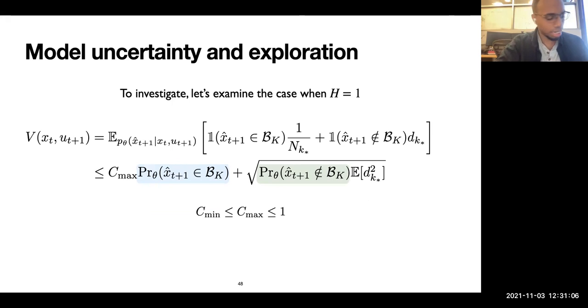We can do something similar and obtain the following upper bound. Again, this upper bound is comprised of 2 terms. The blue term, which again is the agent's prediction that it will visit a previous landmark. And this term here is the agent's prediction or confidence that it will create a new landmark.